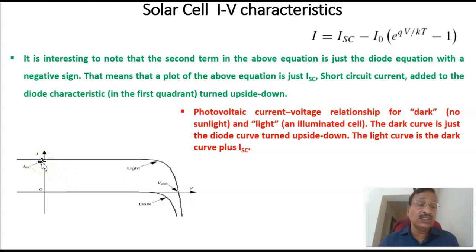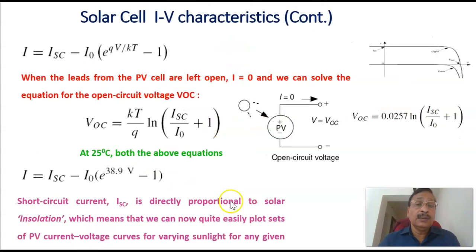This is called the short circuit current: when it is shorted, what current can it supply? And this is called the open circuit voltage: when it is open circuited, what is the voltage? Therefore, this is the IV characteristics of a photovoltaic cell.